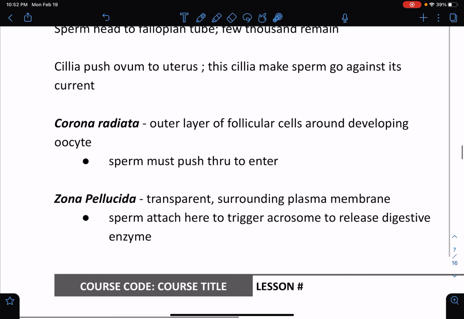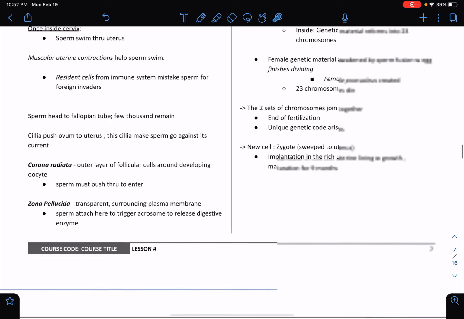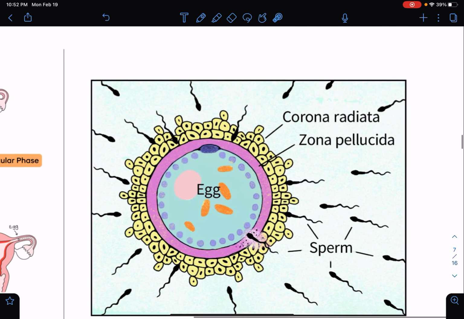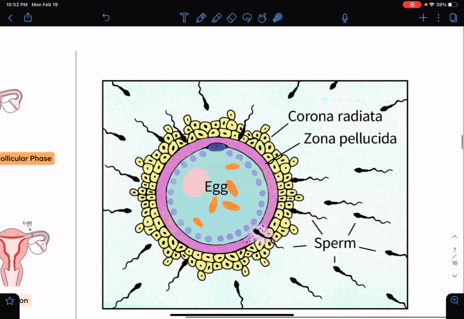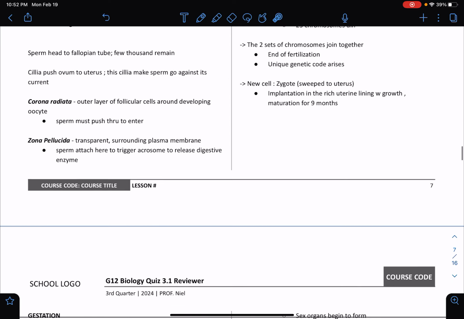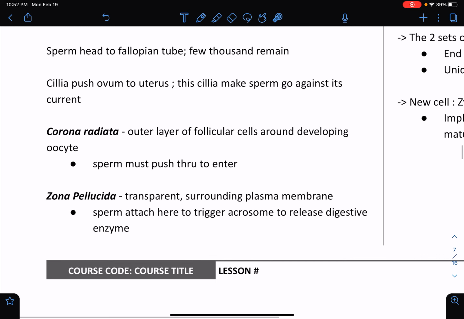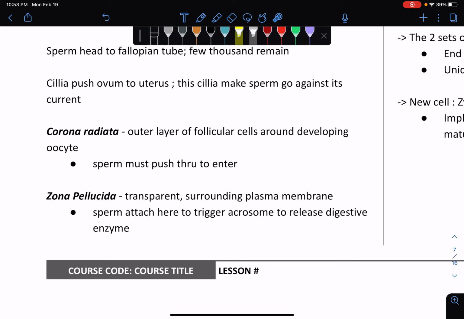So, I mentioned the zona pellucida earlier. It's actually part of the egg cell itself, well, the layers concerning it. The corona radiata is the outer layer, and the zona pellucida is somehow a layer too, but it's transparent. It is surrounding the plasma membrane, so this is where sperm attaches. But before that, let's talk about the corona radiata. This is an outer layer of follicular cells around the developing oocyte, and the sperm was pushed through to enter.